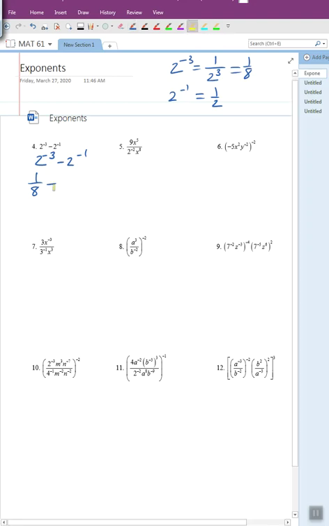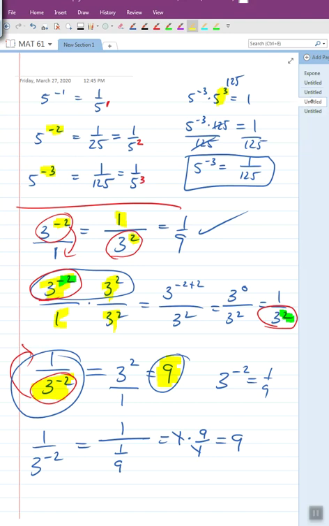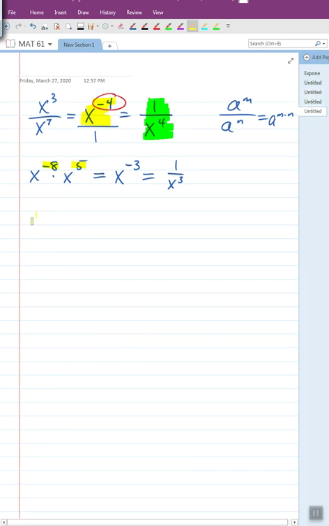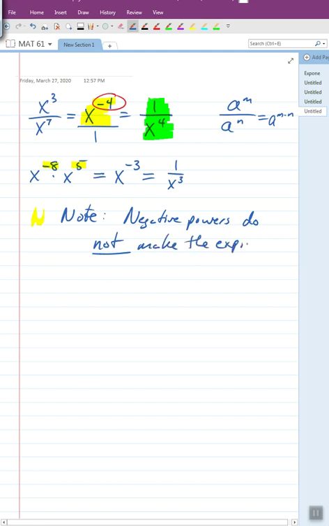Everybody does see it's negative 1 half because of this negative, right? It's not because of the negative in the exponent. And this probably deserves an extra statement here. Make sure you write this in your notes. Negative powers do not make the expression negative.